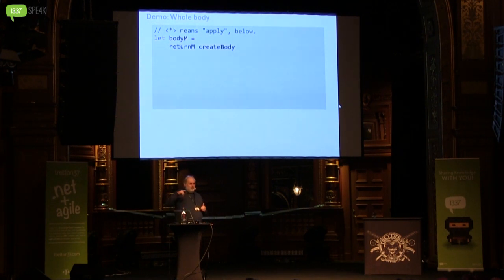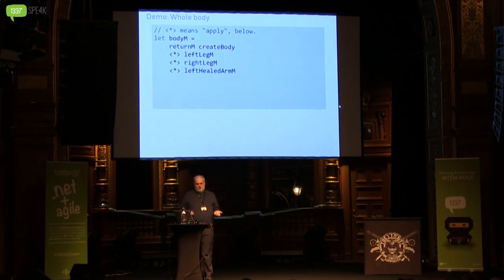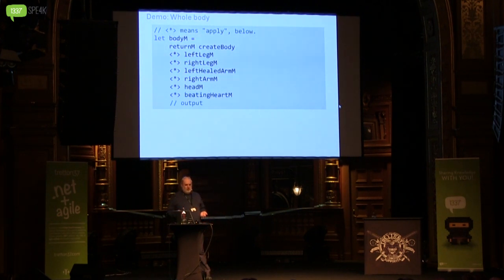So we start by taking this create body function, and we're going to return it up to the M world. And then we're going to do apply, which is the angle bracket thing. And we're going to apply it to the M version of the left leg, which we do know how to create one of those. We know how to create M things. And then we're going to apply it to the M version of the right leg, the M version of the healed arm, the M version of the right arm, the M version of the head, the M version of the beating heart. And the whole thing now spits out an M version of the live body.